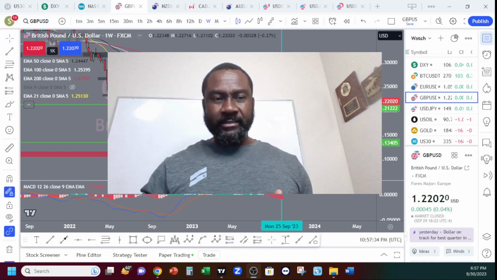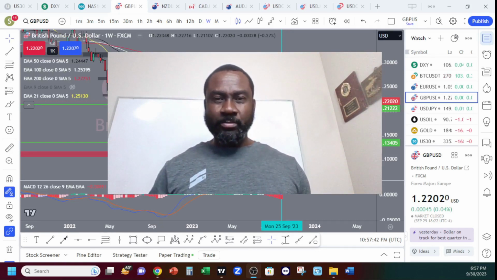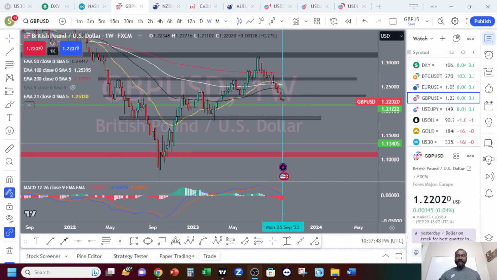Let's go look at GBP USD to see what happened for the last week of September so we can do some projection for October. Let's go take a look. All right, so here's GBP USD. This is the weekly time frame.